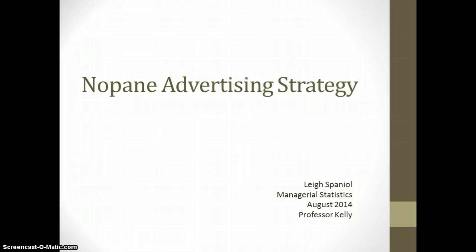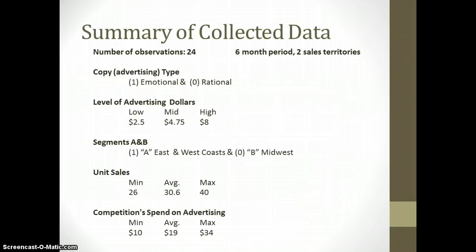I am the new product manager, and I'm going to try and see if changing up the advertising strategy will increase our sales. So I tested two kinds of advertising, emotional and rational, meaning emotional appeals to the touchy-feely side of advertising the drug, and then a rational approach. I also looked at what spend we should possibly advertise at.